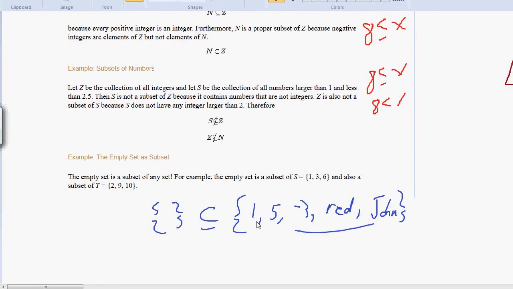And sets aren't necessarily only numbers. Most of the time when we talk about sets in math, it's numbers, but set just means a set, a group of things. So you can have the color red, the guy named John, they can be in a set together. Maybe a set of all the things that begin with the letter R or J, but you could have a set like that.